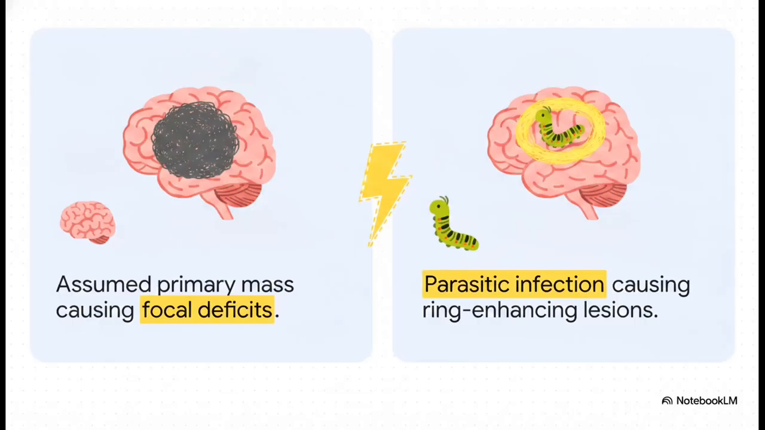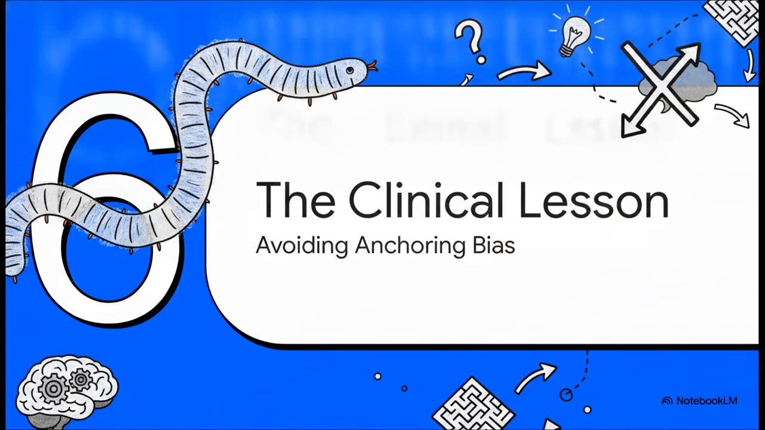And this brilliantly illustrates the core conflict of the whole case. On the left side, you have the expected brain tumor. That was the assumed primary mass causing the focal deficits. It's what everyone expected to see based on a quick glance at the scan. But on the right side, you have the actual reality, a parasitic infection of Taenia solium larvae, causing ring-enhancing lesions and severe inflammation. The initial brain image was incredibly deceiving because it offered an easy, plausible answer that was entirely wrong.